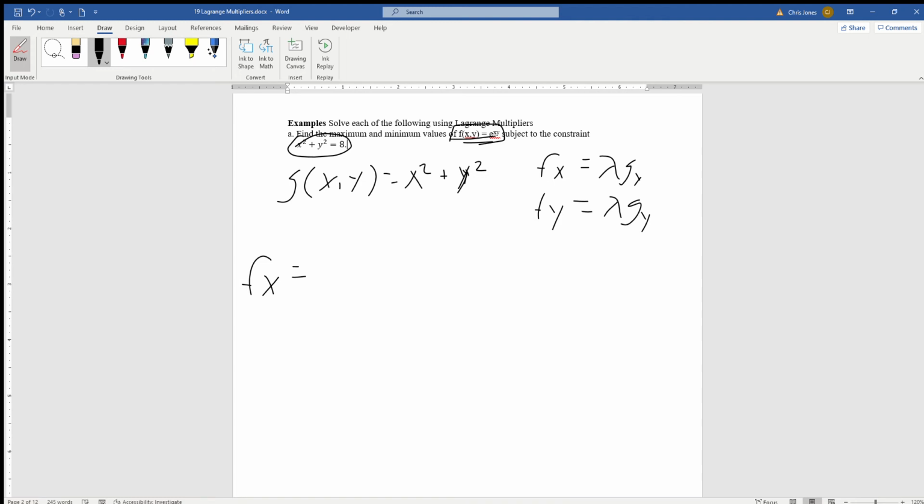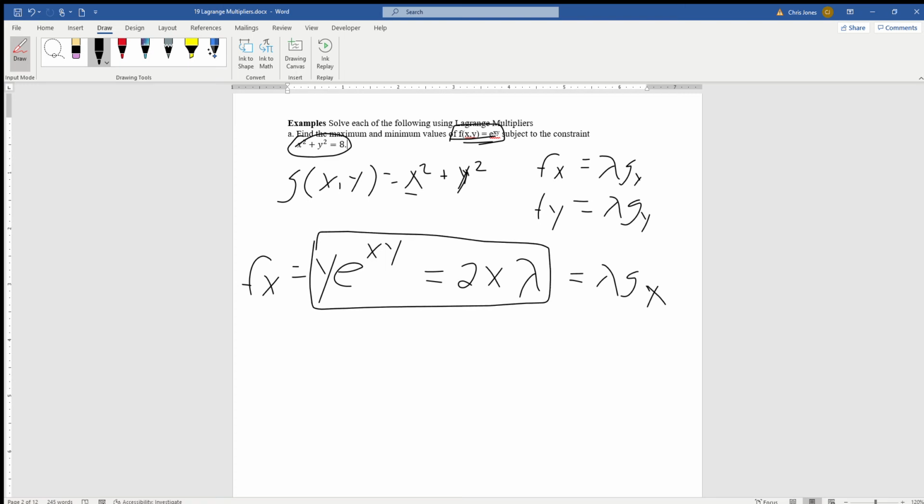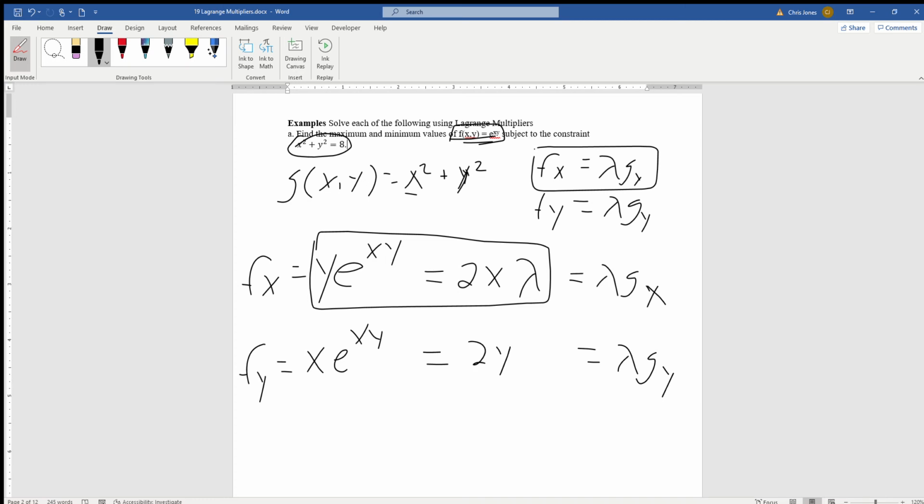f sub x is really easy. That's equal to e to the xy multiplied by the derivative of xy with respect to x, which is y. Now, lambda g sub x is just going to be 2x, but then we also have to multiply it by the lambda. And so these two have to be equal to one another. That's just substituting back in here. We're going to do the same thing for f sub y. f sub y is going to be x e to the xy. And then lambda g sub y is going to be 2y lambda.